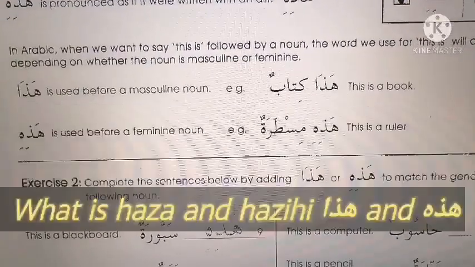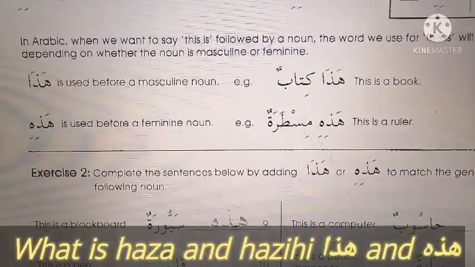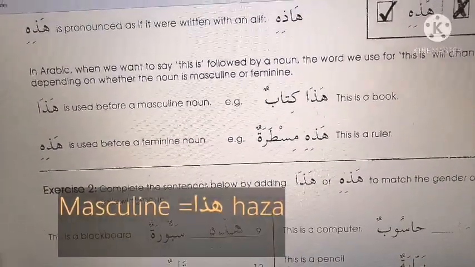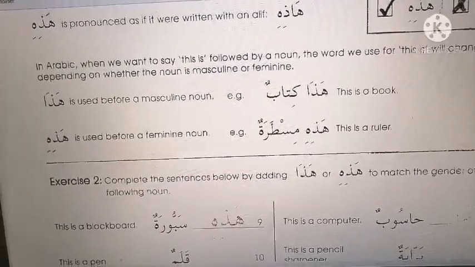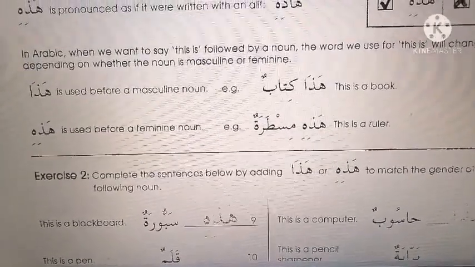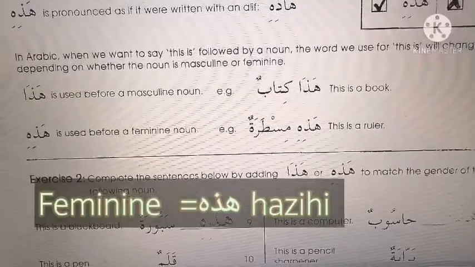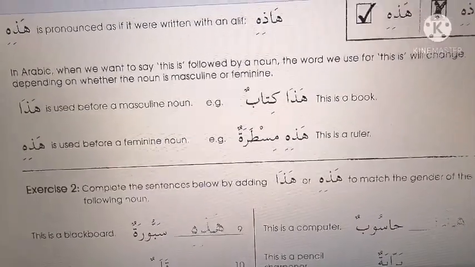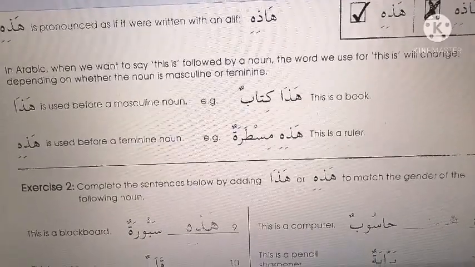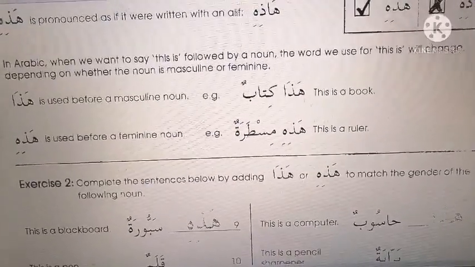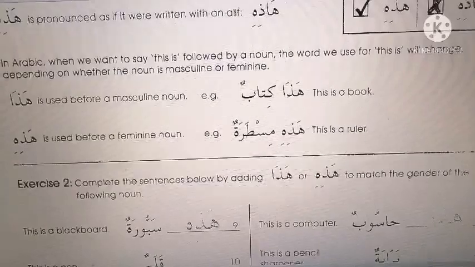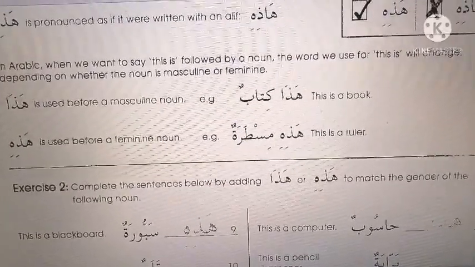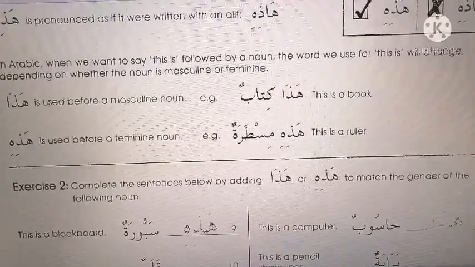You yourself can read it. Haza is used before a masculine noun. Example, Haza kitabun. This is a book. Hazihi is used before a feminine noun. Example, Hazihi mistara. So the round ta is there, that means this is a ruler. So Haza is used before a masculine noun, and Hazihi is used before a feminine noun.